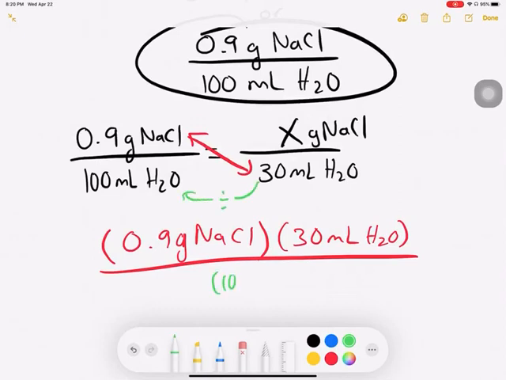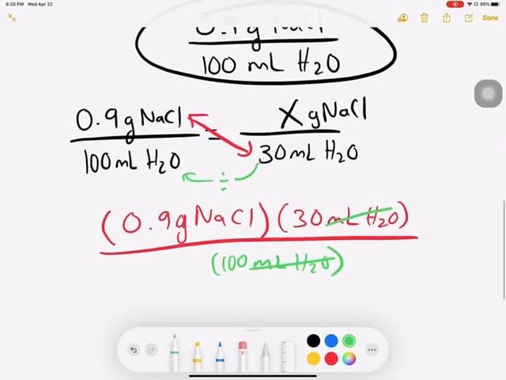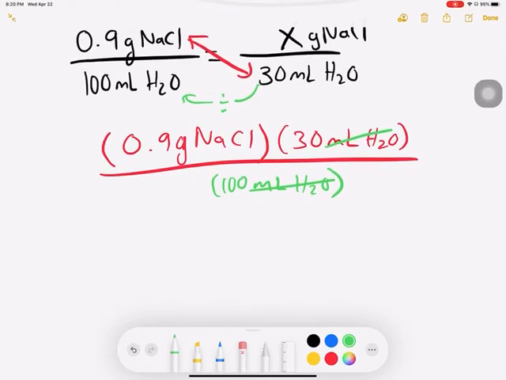So you divide by 100 ml of water, and the same mLs of water cancel out, so the result is going to be grams. This is how many grams you're going to need to make your isoosmotic IV solution. Okay, so I'm just going to put those in the calculator. 0.9 times 30 divided by 100. So the total amount of grams that you need is going to be 0.27 grams of sodium chloride. Okay, so this is question number 5.